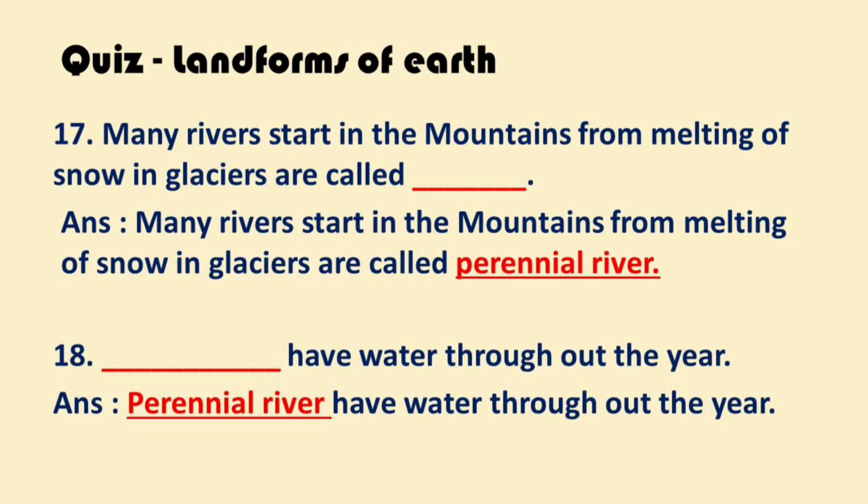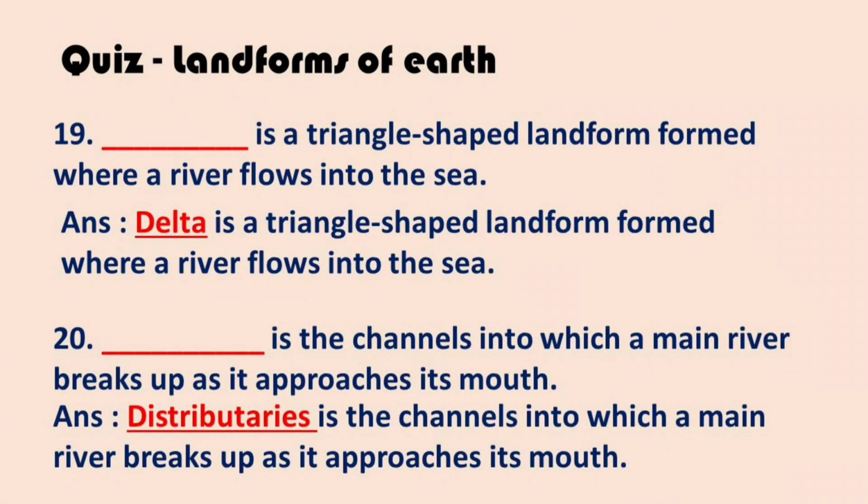Answer is, many rivers start in the mountains from melting of snow in glaciers are called perennial river. 18. Dash, have water throughout the year. Answer is, perennial river have water throughout the year. 19. Dash, is a triangle-shaped landform formed where a river flows into the sea. Answer is, delta is a triangle-shaped landform formed where a river flows into the sea.